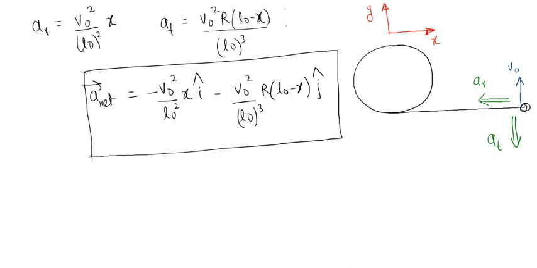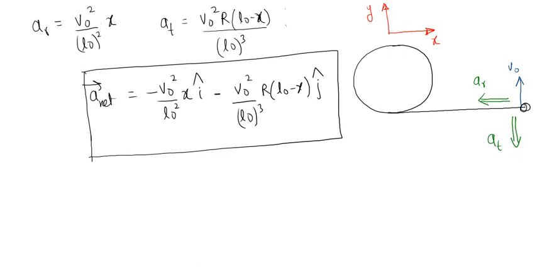My radial acceleration, which I calculated previously, was v naught square by L naught square into x, whereas my tangential acceleration was v naught square r into (L naught minus x) by L naught cube. So the radial acceleration is along the negative x direction. This is the radial direction because the particle is moving like this, so obviously its center of curvature will lie somewhere towards the left. So the radial acceleration is towards the left, whereas the tangential acceleration will be pointing in the vertically downward direction.